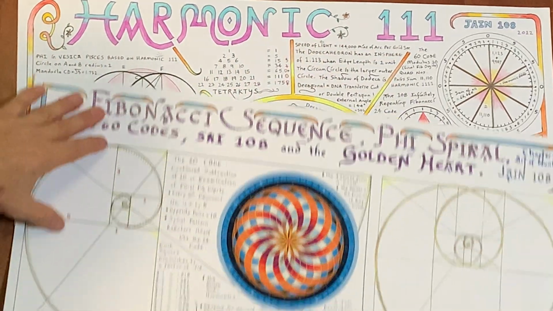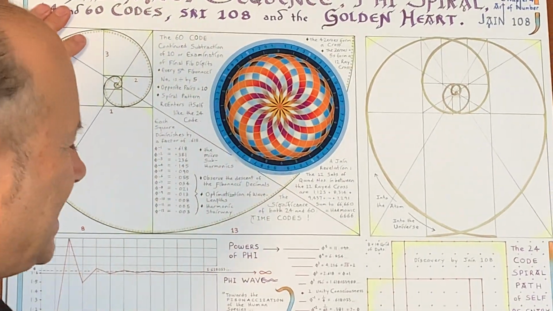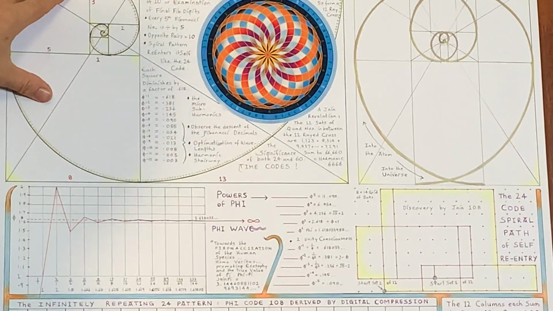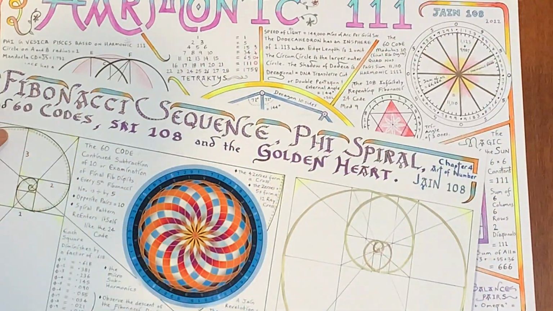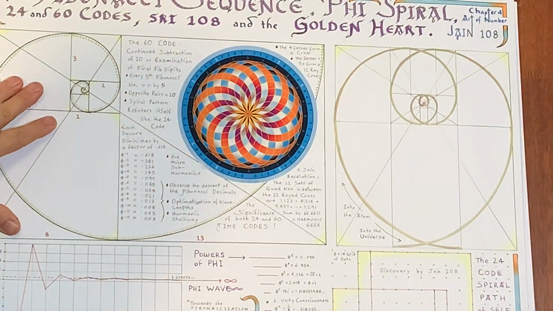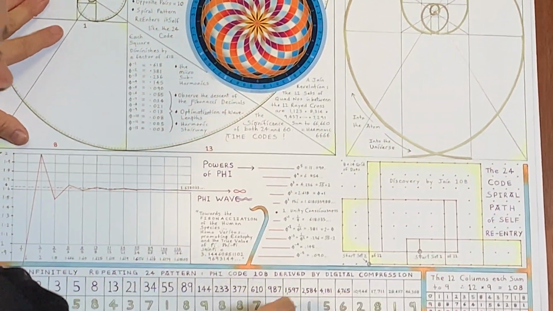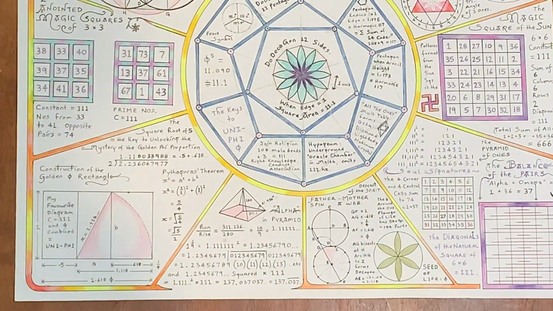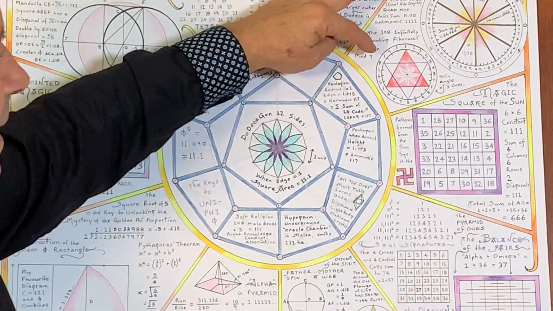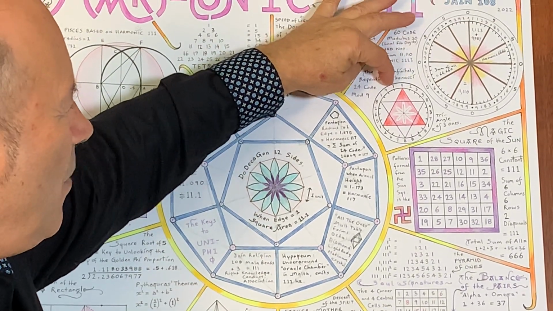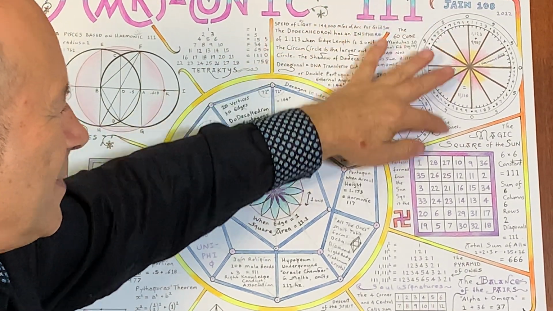But also we can take away the number 10. So if I take away the number 10 from each Fibonacci number, we're going to end up with a 60 code over here. So just to go back to the 24 code, it's a string of 24 infinitely repeating numbers. But if I put it in a circle, you can see here that it starts here: 1, 1, 2, 3, 5, 8, 4, 3, 7.